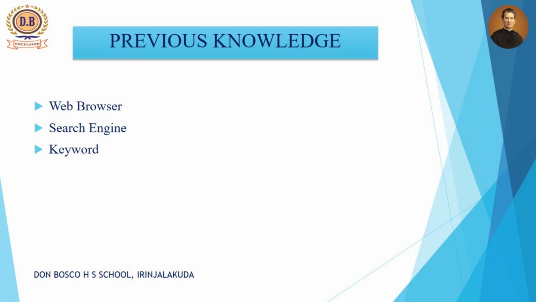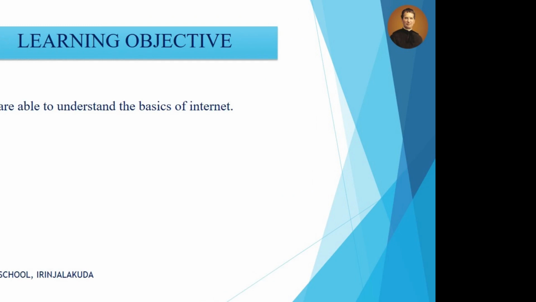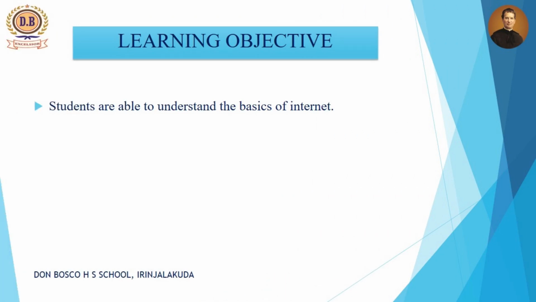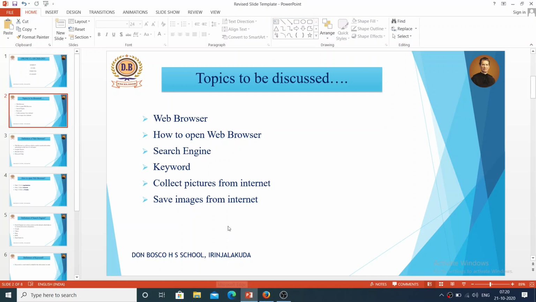In the last class, we discussed three terms of chapter 5: web browser, search engine and keyword. By studying this chapter, students are able to understand the basics of internet. And today we are going to discuss two more topics: how to collect pictures from the internet and how to save an image to your computer from internet. So today we are going to discuss these topics.